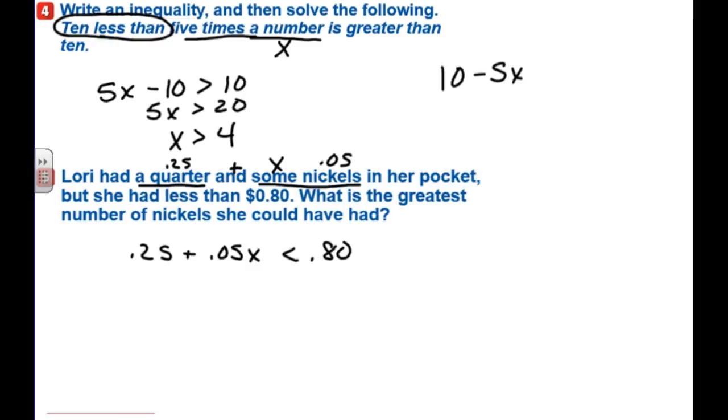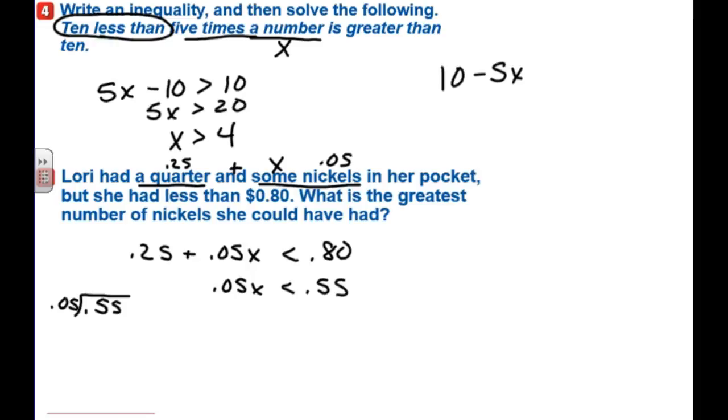So she could have 1, 2, 3. We're going to find out what she could have. Our first step should be to subtract that quarter from the 80 cents because we know she's already got that. So when we subtract that quarter, we have 0.05x is less than 0.55. Now we need to divide that 0.55 by 0.05.